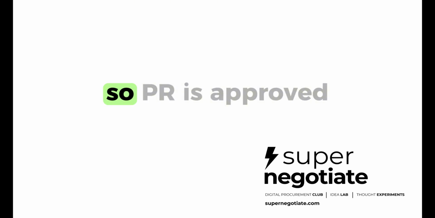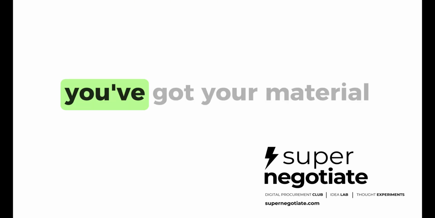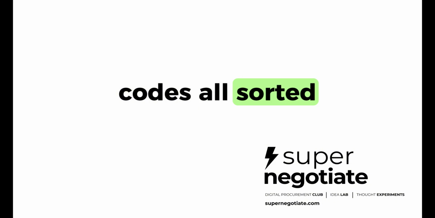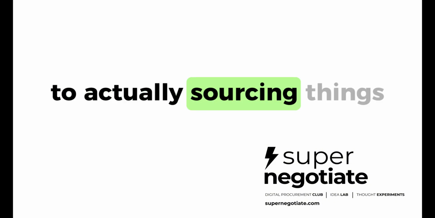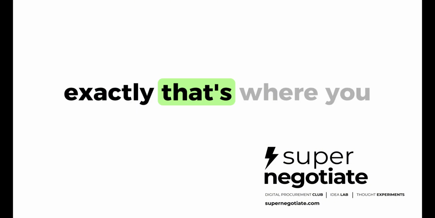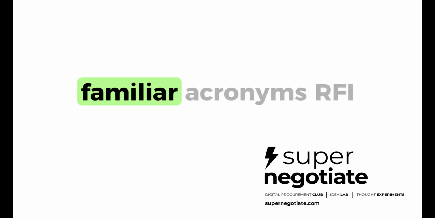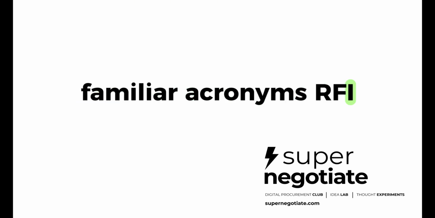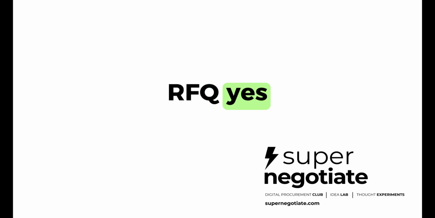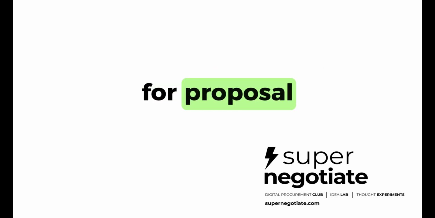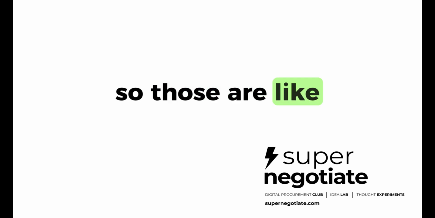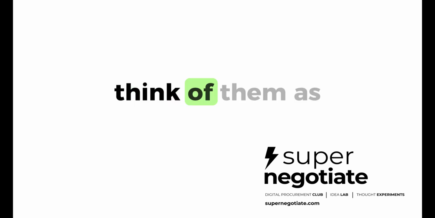So PR is approved. You've got your material codes all sorted. Now you move on to actually sourcing things, right? Exactly. That's where you encounter those 3 familiar acronyms: RFI, RFP, RFQ. Request for information, request for proposal, request for quotation. Those are like your sourcing toolbox. Think of them as different tools.